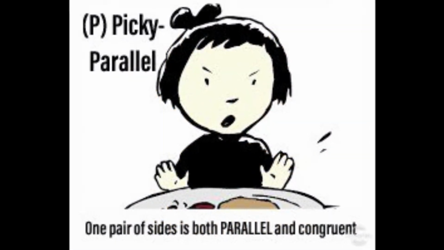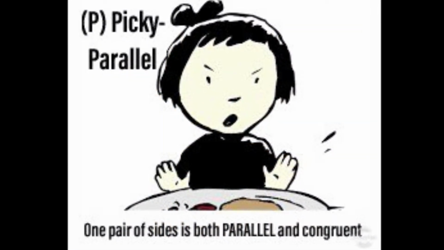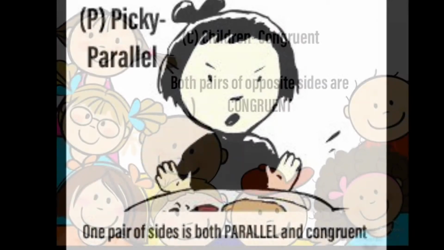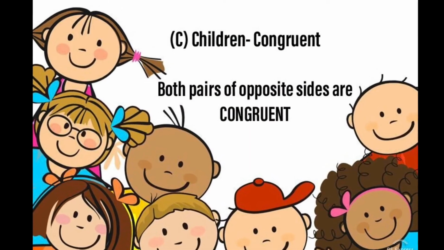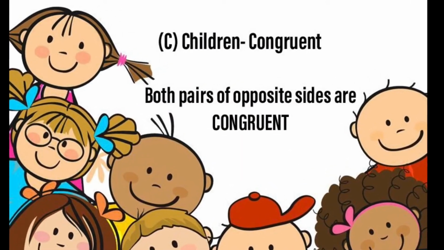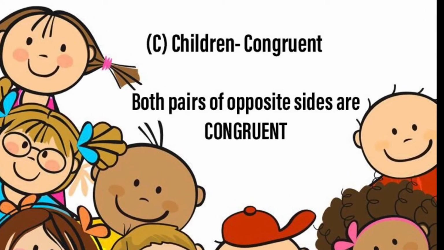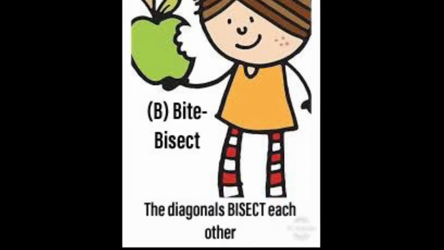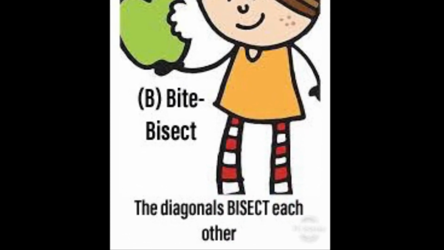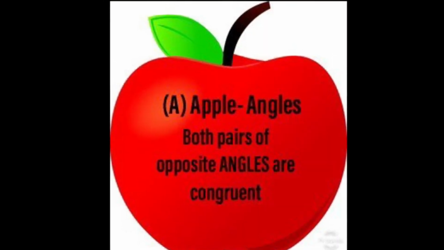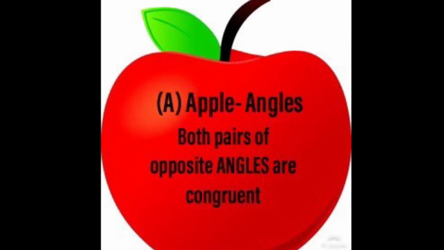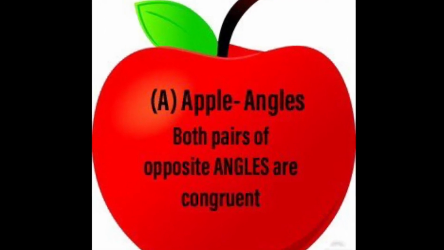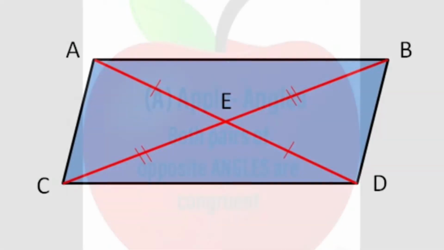P, picky, stands for parallel. One pair of sides is both parallel and congruent. C, children, stands for congruent. Both pairs of opposite sides are congruent. B, bite, stands for bisect. The diagonals bisect each other. And lastly, A, apple, stands for angles. Both pairs of opposite angles are congruent.